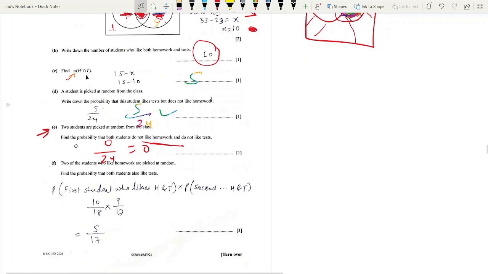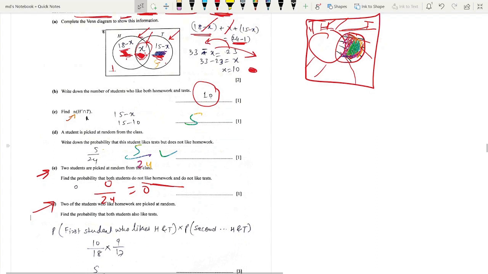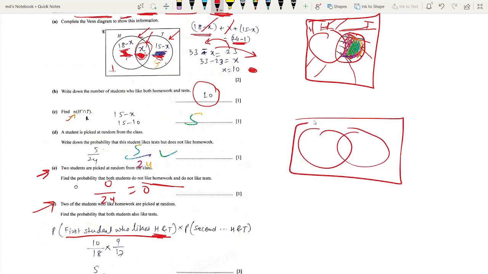Now F part. And this is really a good part, you should understand. 2 of the students who like homework are picked at random. Who like homework? Okay, homework. Good. And find the probability that both students also like test. So here I have written first student who likes homework and test, right? So homework and test, if I draw here, this is homework and this is test. It was 10, right? 10 students are the students who like homework as well as test.